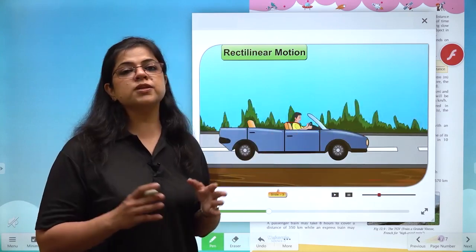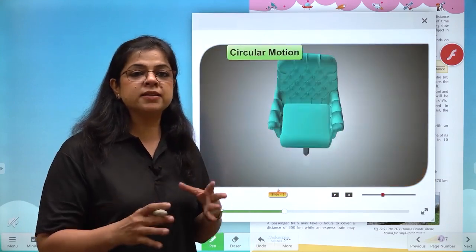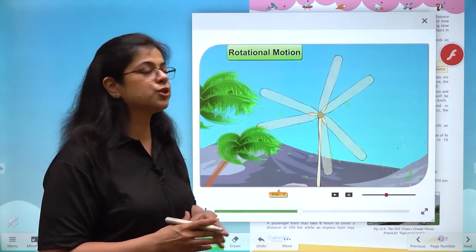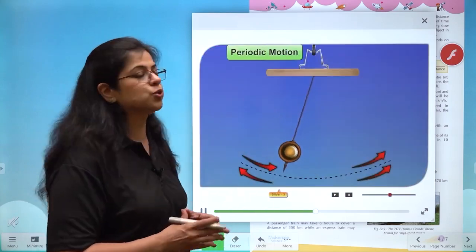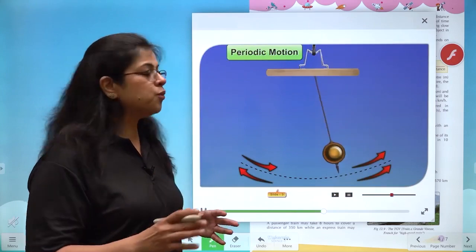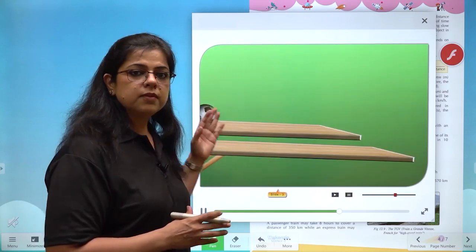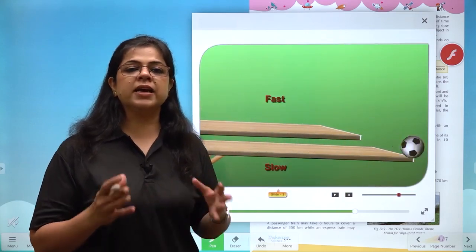Straight line motion is known as rectilinear motion. Then if there is a certain thing like a top that is moving round, it is circular motion. The blades of a moving windmill or fan are rotational motion. And the moving of a pendulum clock is periodic motion. हम ये भी पता लगा सकते हैं कि एक ऑब्जेक्ट फास्ट है या स्लो.